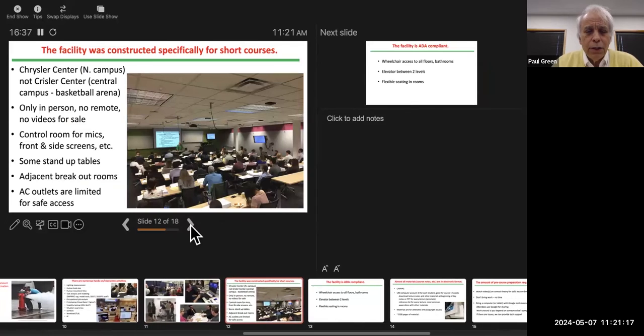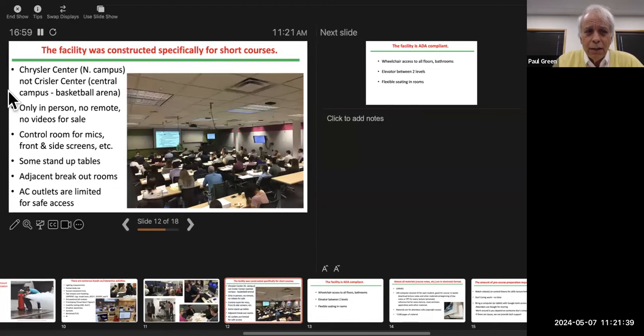The building that we use was specifically constructed for teaching short courses. And over time, the college has used it for other purposes, but its main designated purpose is still teaching short courses. Here you see a picture of the class in the room. You can see it's pretty full. Typically, we have 70 to 80 people the first week and about 40 the second.